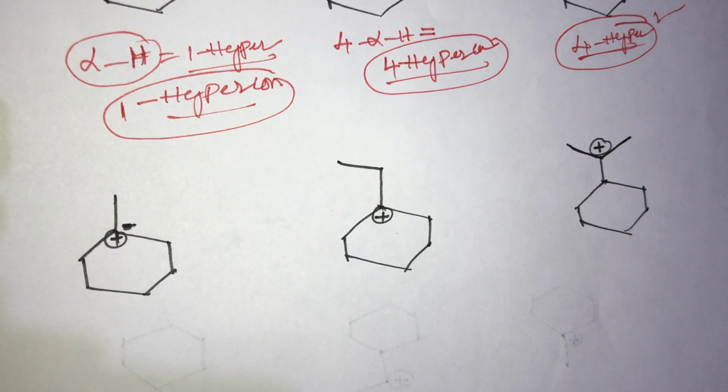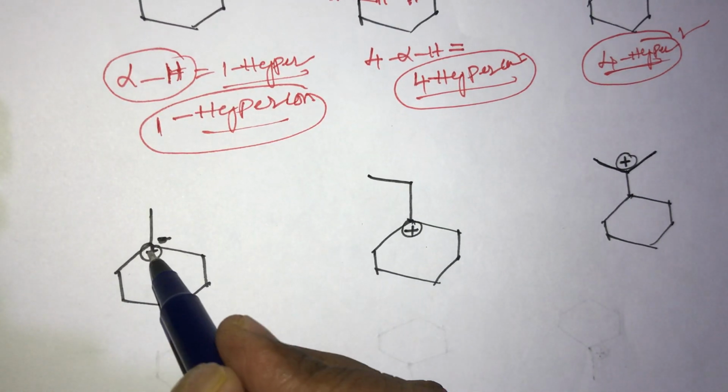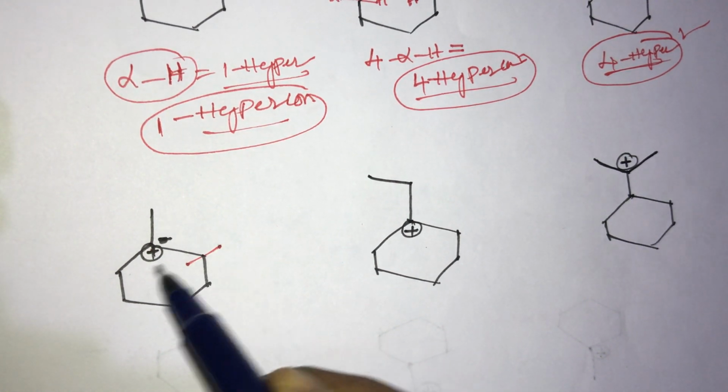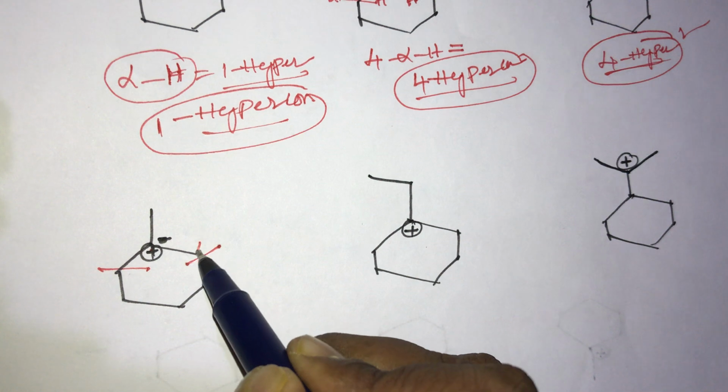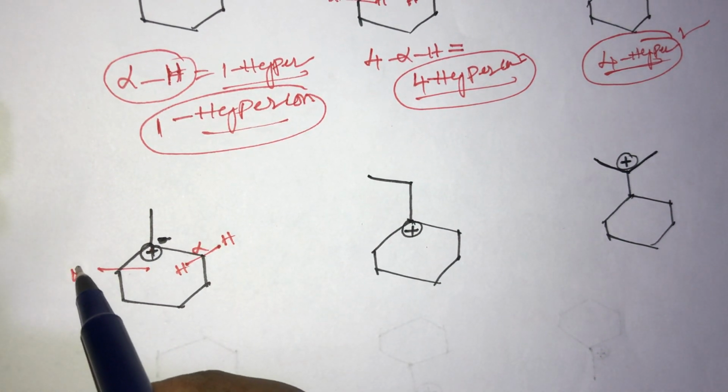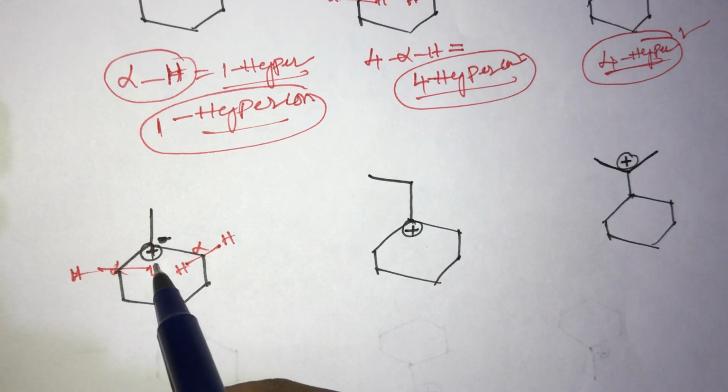How many hyperconjugates are there here? This is the tertiary carbon. This tertiary carbon has one alpha carbon here, and here also an alpha carbon. This alpha carbon contains 2 alpha hydrogens, and on the left side there is also an alpha carbon, which also has 2 alpha hydrogens.